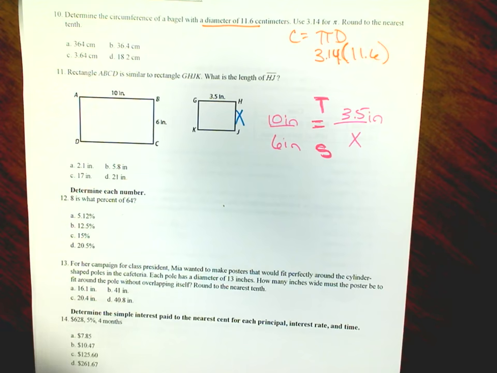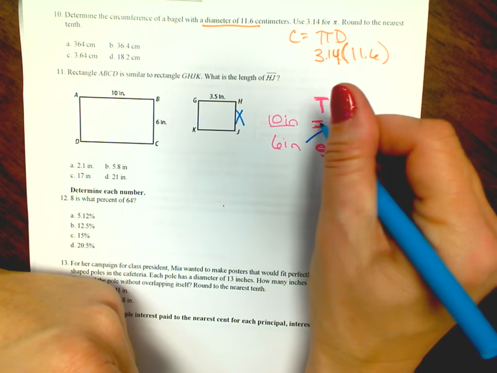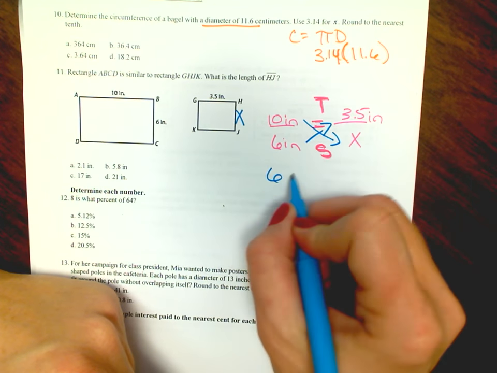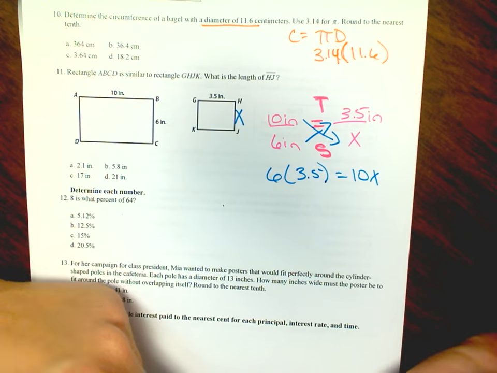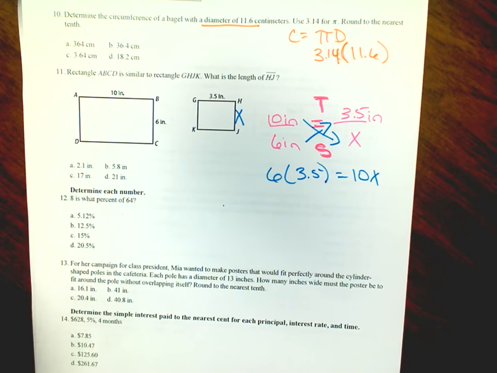So after this, you do cross product. 6 times 3.5 equals 10x. Okay. And you can solve it from there.